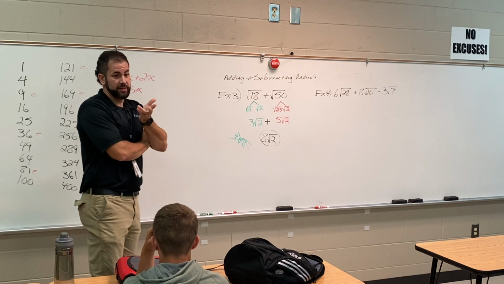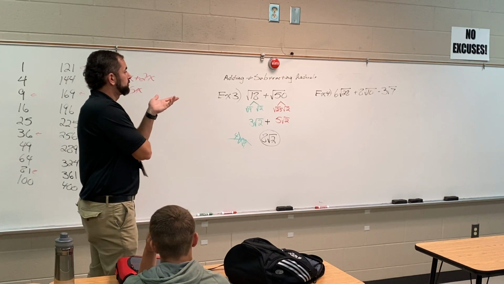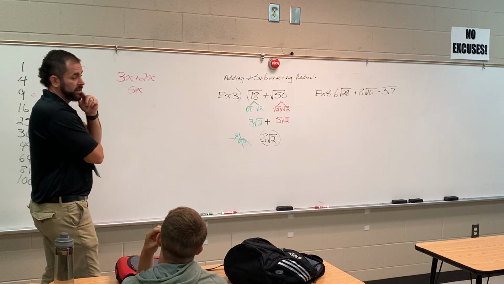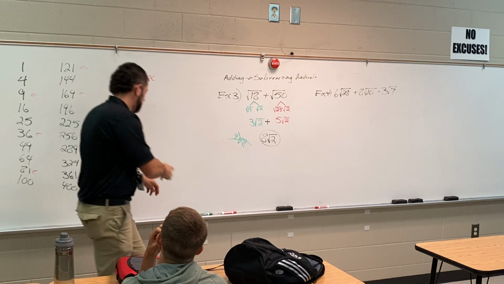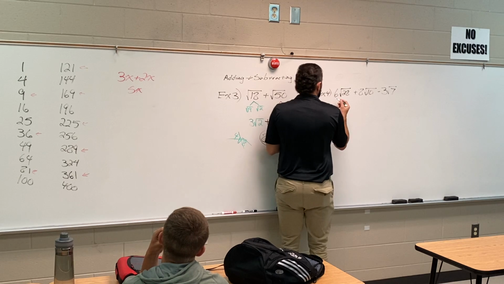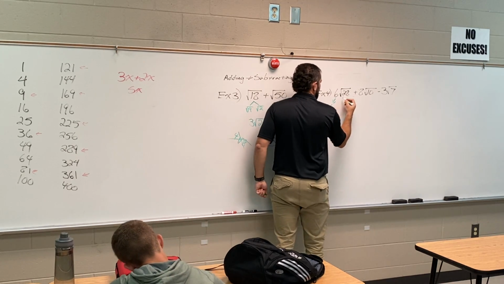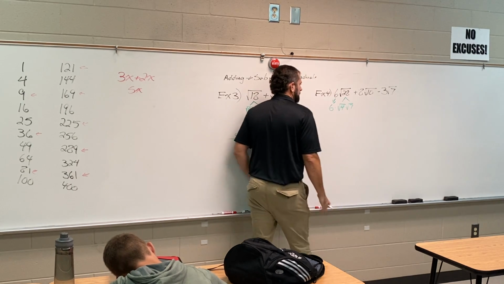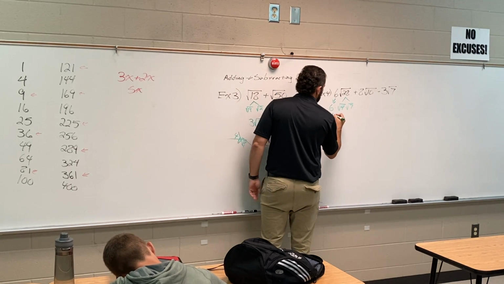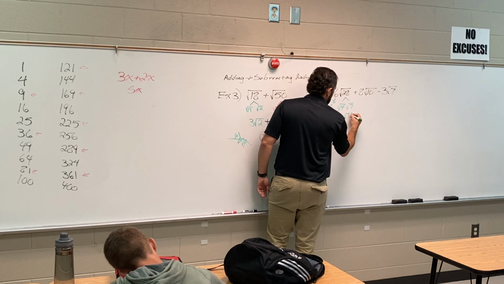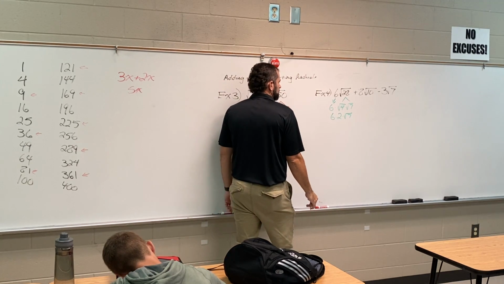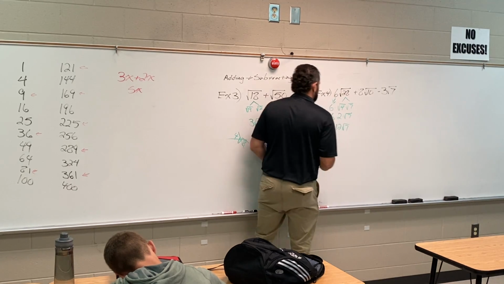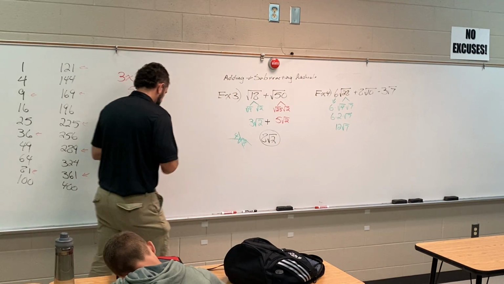So I'm going to see if I can simplify any of them. 28, can that be simplified? Yes. How? 4 and 7. Okay, I'm going to bring down this 6 times square root of 4 times the square root of 7. So that's going to be 6 times 2 times the square root of 7, which becomes 12 square root of 7. Okay, so that one's simplified.